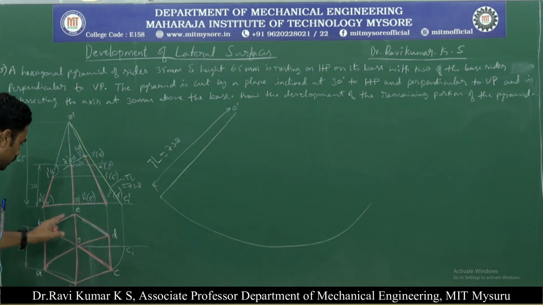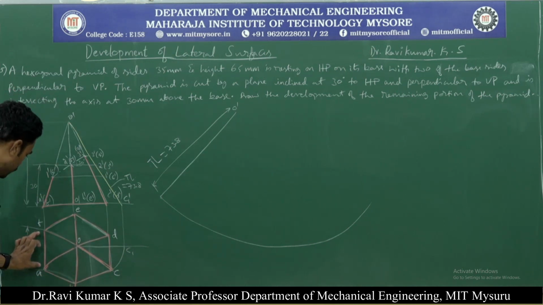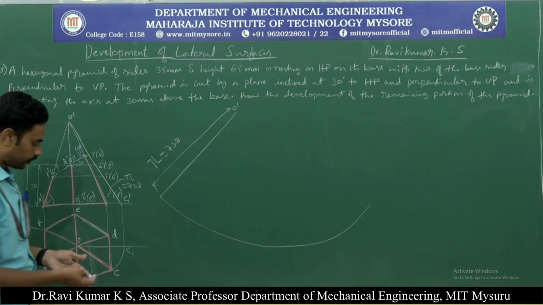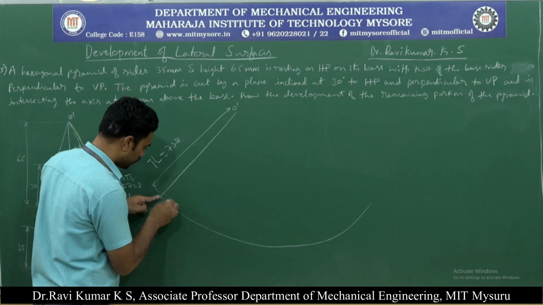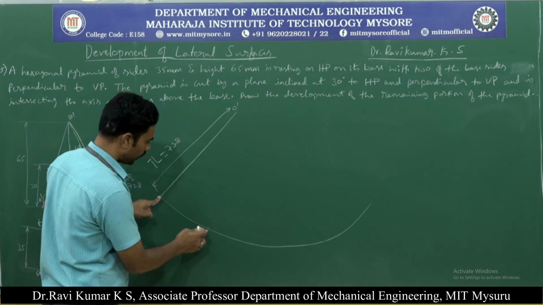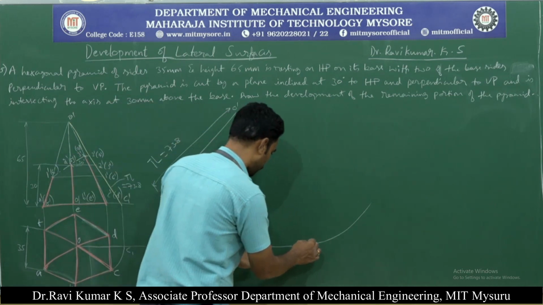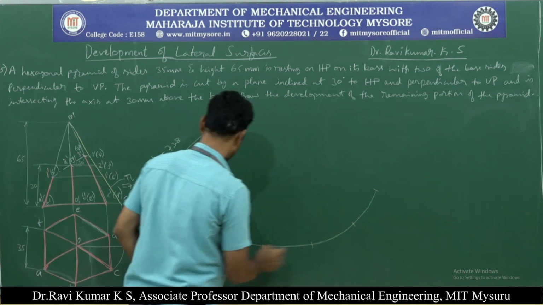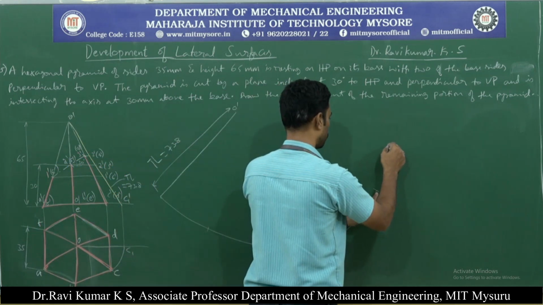Now this has got 6 edges, A to B, B to C, C to D, D to E, E to F, F to A. So 6 edges having equal sides, 35, 35, 35, 35, 35, 35. Therefore measure 35 in your compass, select this as center, and cut an arc. Similarly 35, cut an arc. Similarly 35, cut an arc. Similarly 35, cut an arc. Similarly 35, cut an arc. How much? 6. 1, 2, 3, 4, 5. One more. 6.